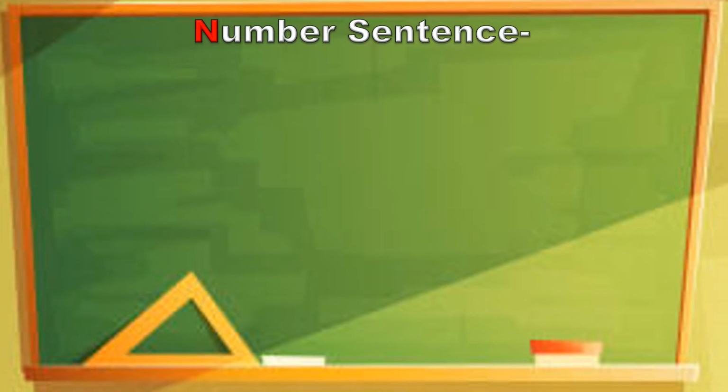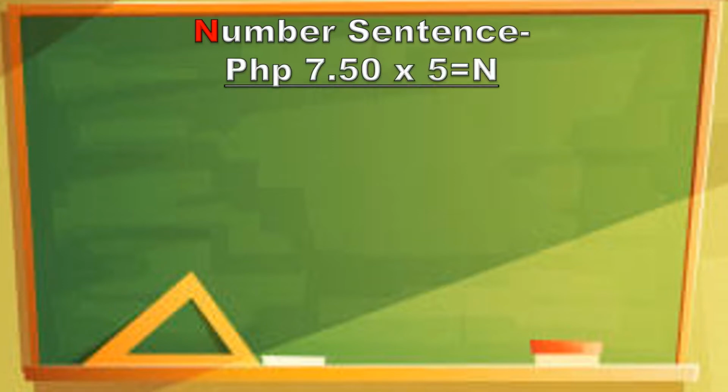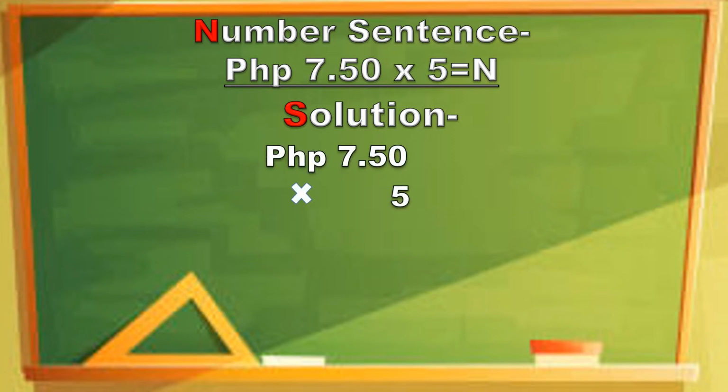For N, number sentence, our number sentence is 7 pesos and 50 centavos times 5 is equal to N. For S, solution, we now multiply 7 pesos and 50 centavos and 5. We start multiplying from right to left of our multiplicand. So 5 times 0 is 0. 5 times 5 is 25. Carry 2. 5 times 7 is 35, plus 2 is 37. And then we put our peso sign. Now, where do we put our decimal point?